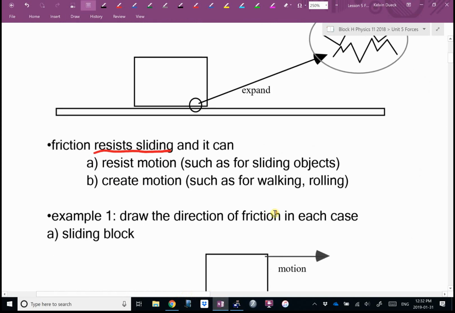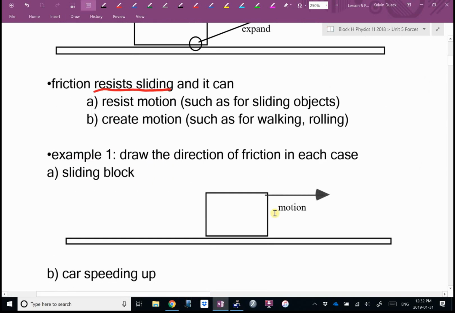Example 1 says, draw the direction of friction in each case. You might be able to see a tiny gap in your handout. That tiny gap shouldn't be there. That's just Word being fussy, and I couldn't quite nudge the drawing down, so just pretend it's not there.